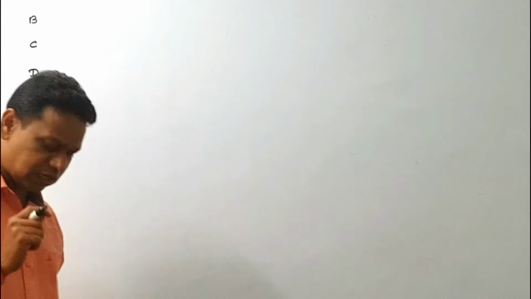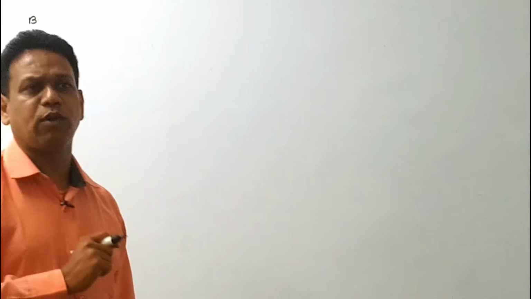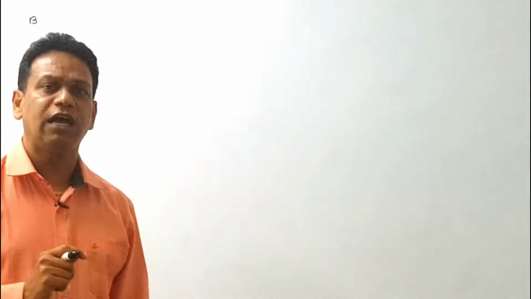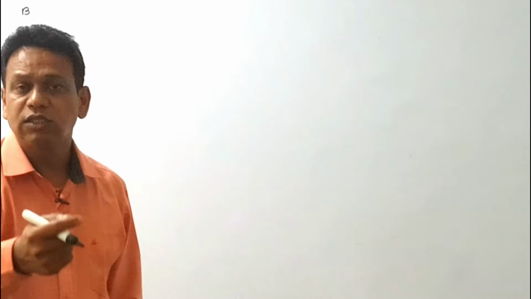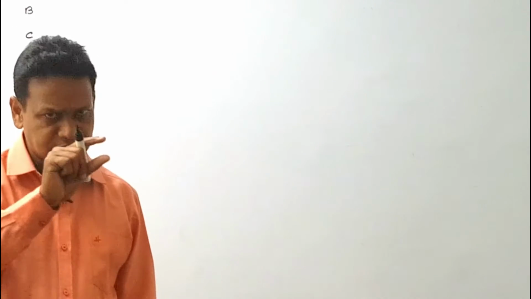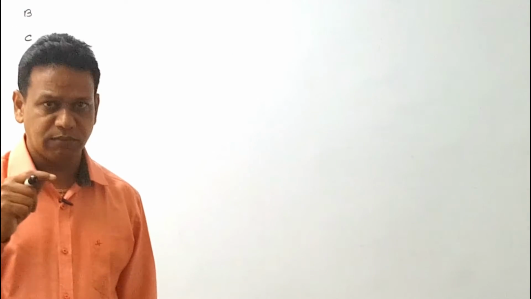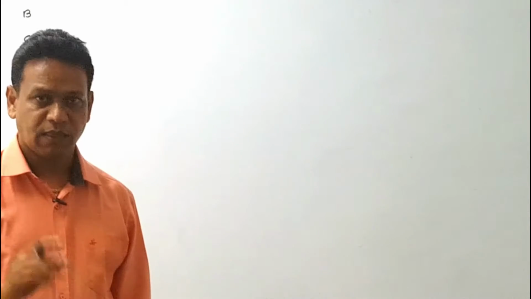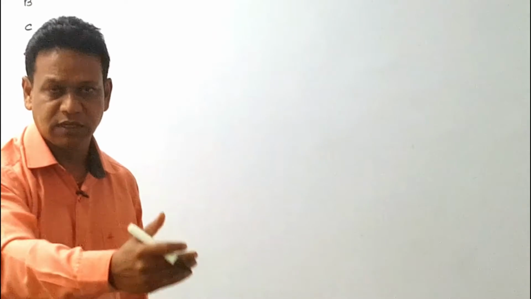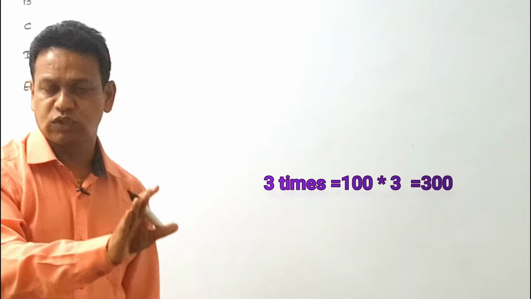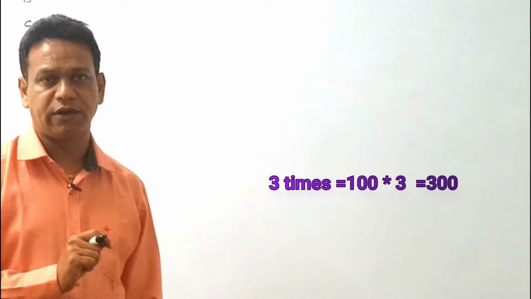My dear friends, here I would like to discuss one more important thing with you. Sometimes they say the index number becomes 3 times. So what does it mean? Please listen carefully. Index number becomes 3 times. So your index number of the base year is 100. It becomes 3 times, which means 100 into 3. Your new answer is 300.